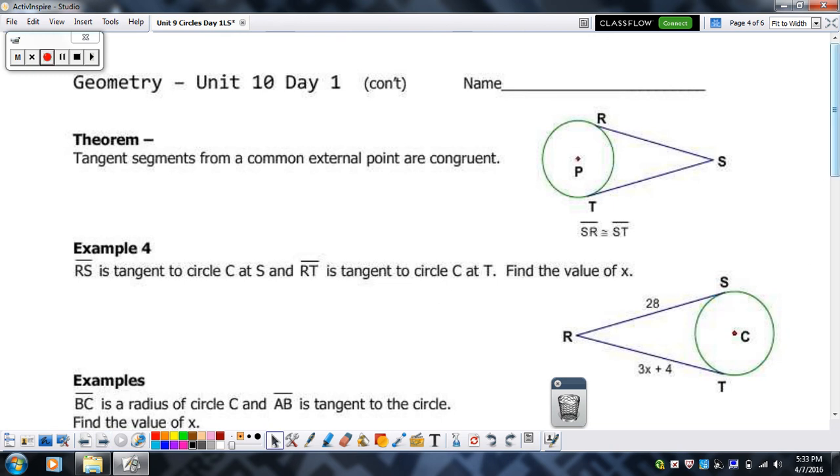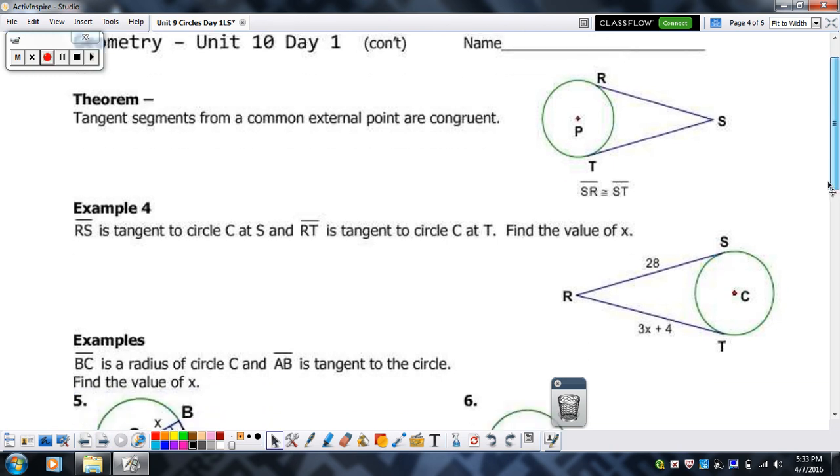Our next theorem states that our tangent segments from a common external point are congruent. That means that the distance from S to R and S to T are equal to each other. So if I have this diagram where RS is tangent to circle C at S, and RT is tangent to circle T at T, and I want to find the value of x, I can do that by setting my two equal to each other, saying that 3x plus 4 equals 28, and therefore x equals 8.